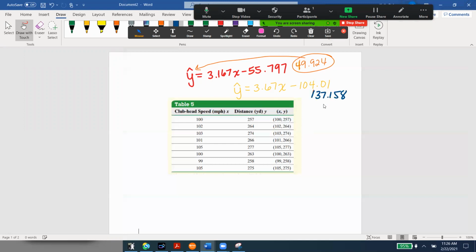So these are called your residual squared values. And the smaller the residual square, the better your line of best fit is.